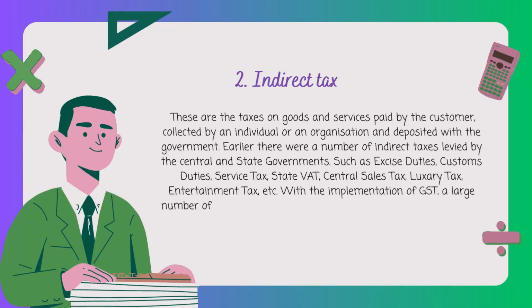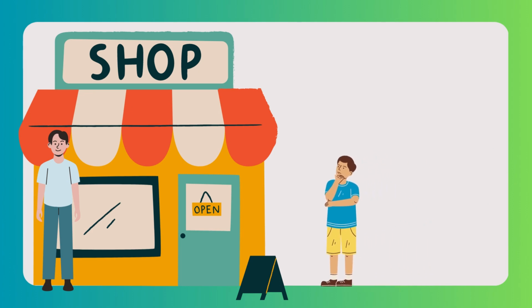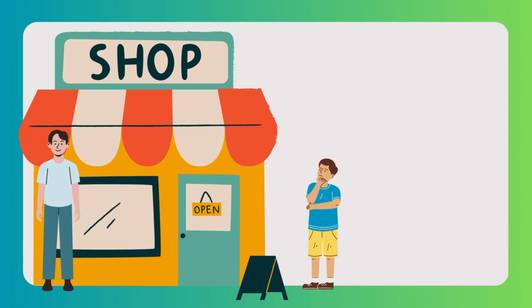Okay, moving on to indirect tax. It's a tax on goods and services you buy, which is collected by an individual or an organization and deposited with the government. Let me tell you an example again. So, when you go to the grocery shop to buy a packet of chips or anything, your wish, when you take it from the grocery shop, the grocery shop gets it from the wholesaler. The wholesaler gets it from the manufacturer.